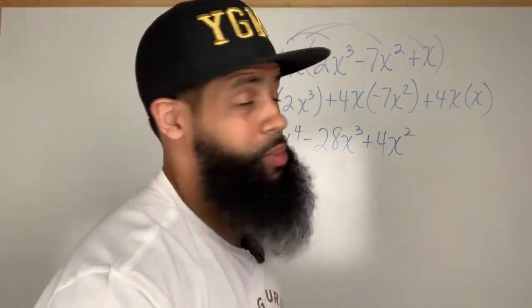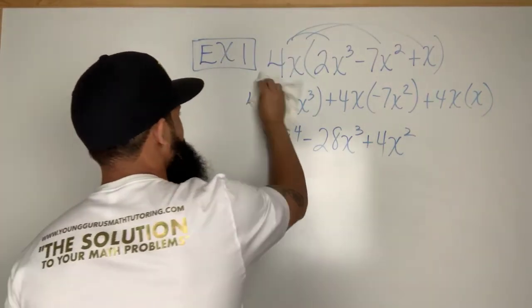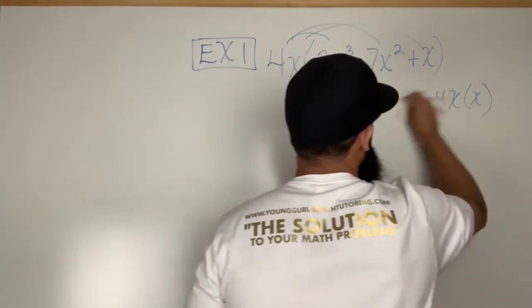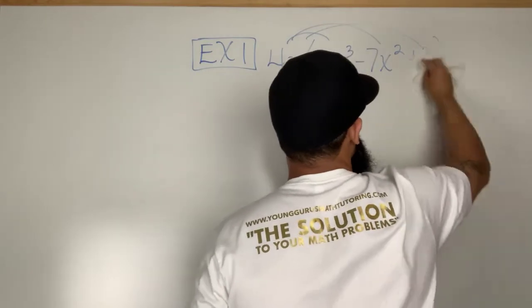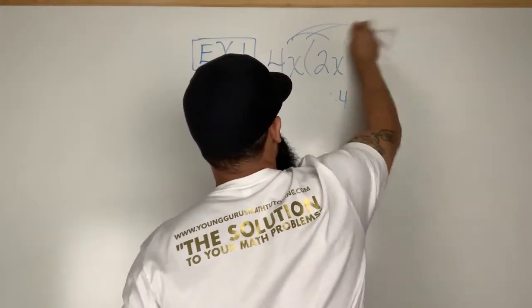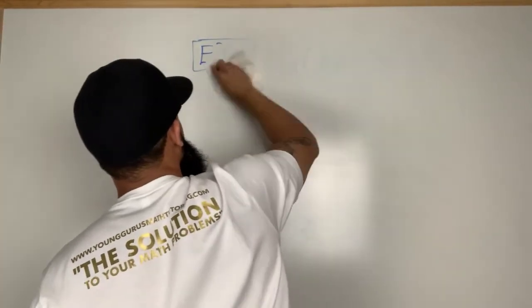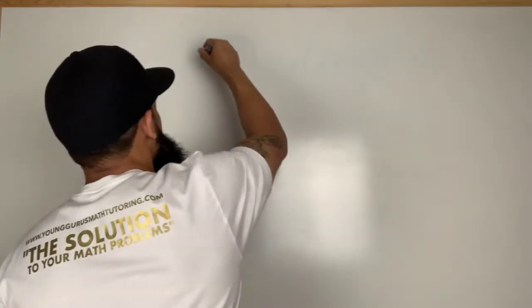The main thing to remember is to make sure that you distribute. Be very, very careful of positive and negative signs. They do mean a lot. And then make sure you remember to add your exponents. That is very, very important. All right, we'll do a couple more examples and then we'll wrap it up.